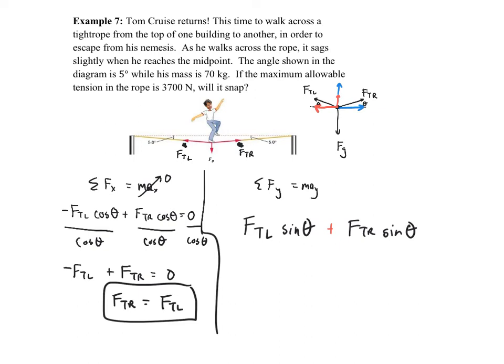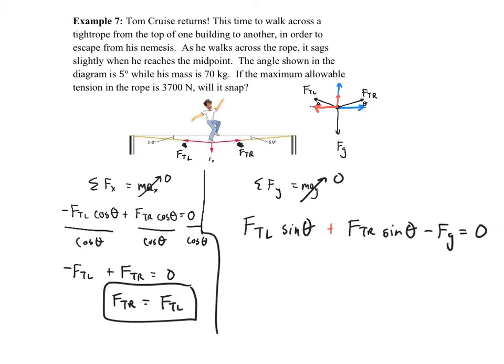But vertically now, we've got both of these forces acting up, a tension component of the rope. And what's acting down is simply Tom Cruise's weight, minus Fg. And we're not having Tom Cruise jumping up and down on this cord, because he's already having trouble staying on the cord. So he's not going to have any vertical acceleration. So that equals 0.